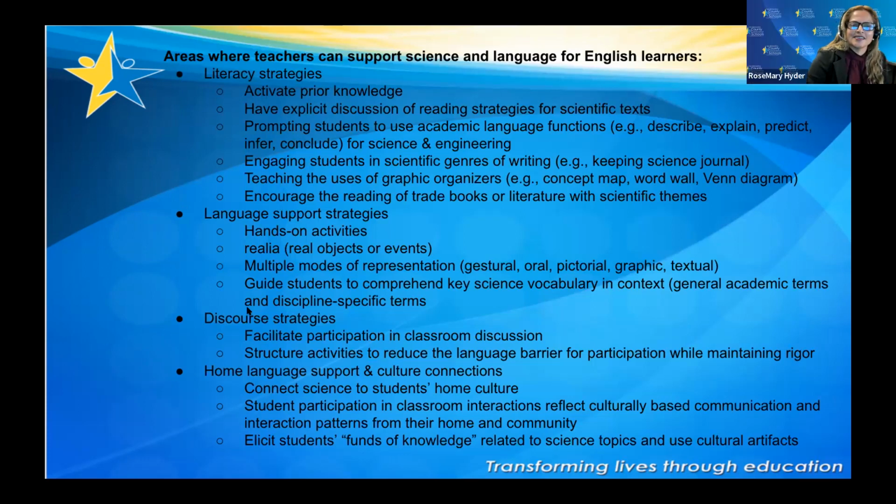And so areas where teachers can support science and language for English learners. These are a list of literacy strategies, right? I'm sure they look familiar to you. Anything that stands out, or anything that you're using, Dr. Bowman or Paulette? You see language support strategies, the hands-on activities, which we've demonstrated today very well. But anything else stand out to you, Dr. Bowman?